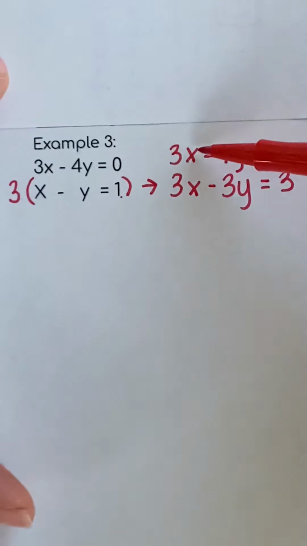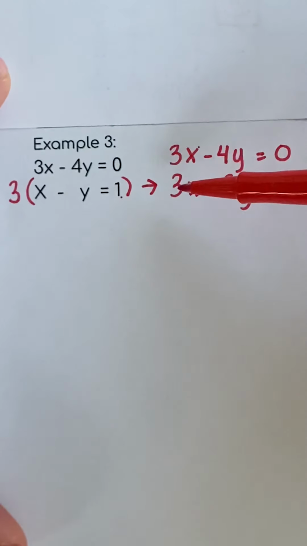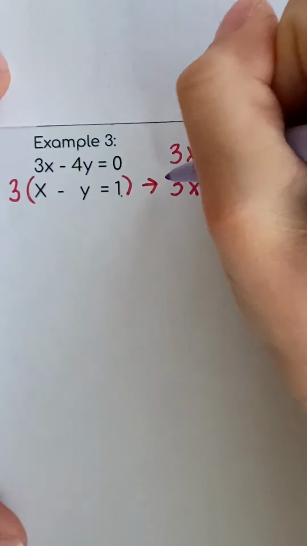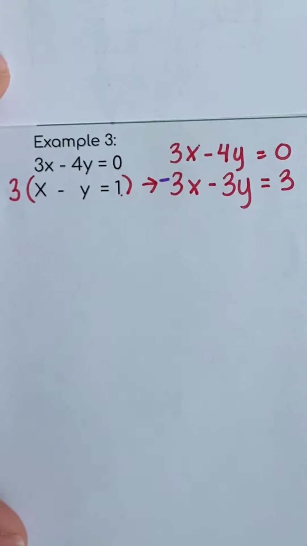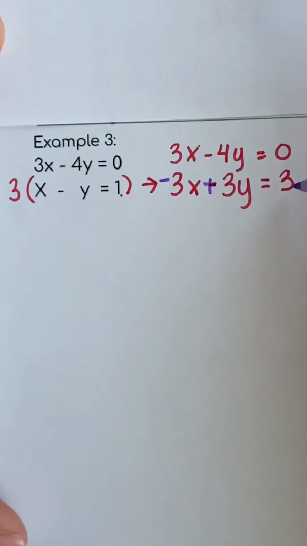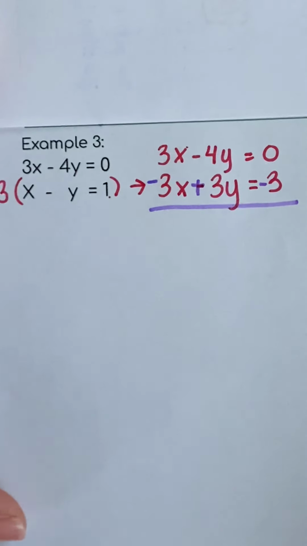Now, I have 3x and 3x, so that's the variable that's going to cancel, but I don't have opposites. I have a positive and a positive. So I need to make this one a negative. If I change x to negative, I need to change everything else. So this minus 3y becomes plus 3y, and this positive 3 becomes negative 3. And now we can solve. Go ahead and try this question on your own.